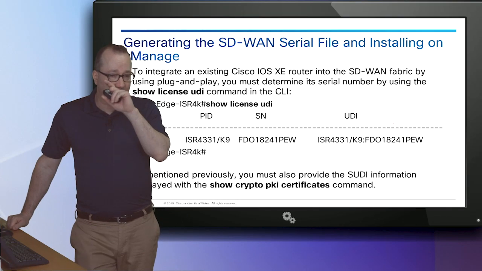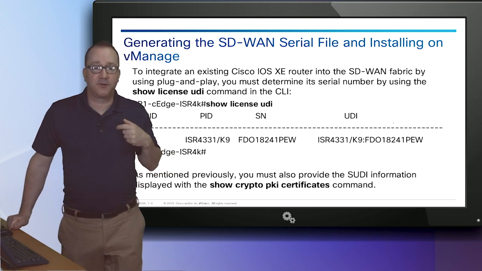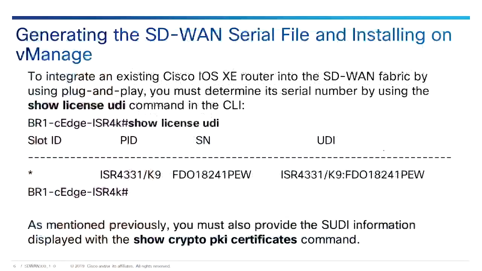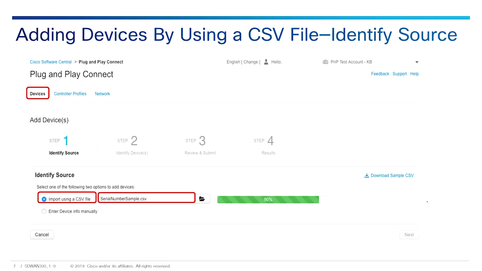Now, just so you know, you're going to have to contact a Cisco sales engineer to provide a serial number file, which is going to be uploaded into vManage. And basically, to get that UDI, you do a show license UDI on the device, and then you can also get more information using a show crypto PKI certificate. Okay. The UDI is a combination of the device name and the serial number.